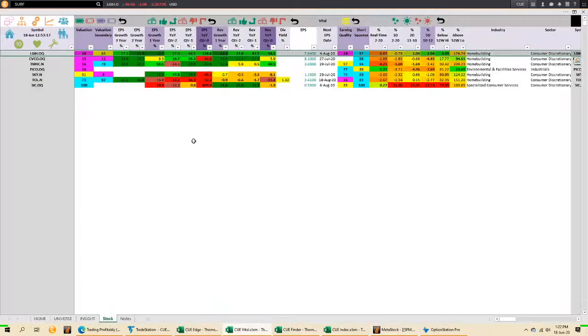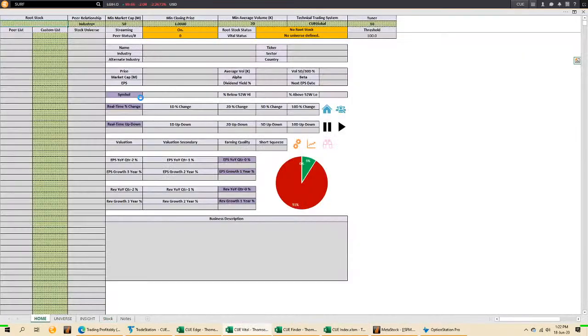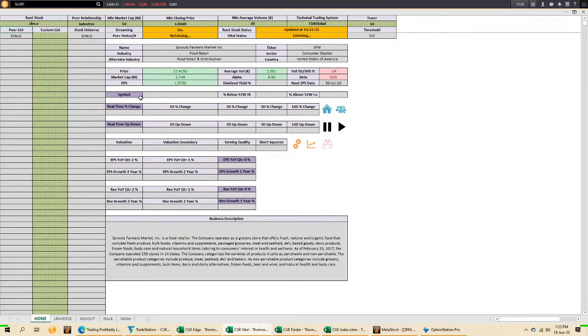Let's look at the fundamentals first. Using SFM as the root stock, it has retrieved some data about the stock. Let me check out the industry by clicking the cog icon.